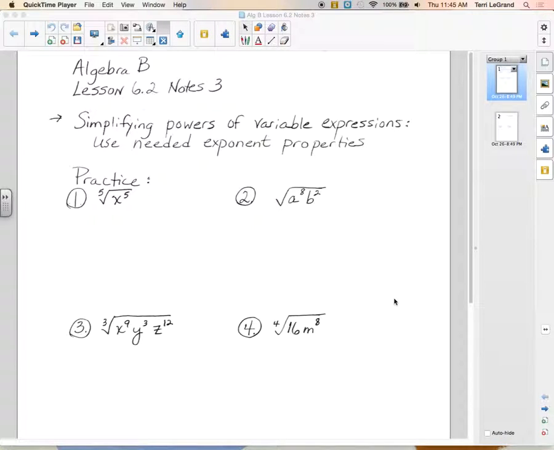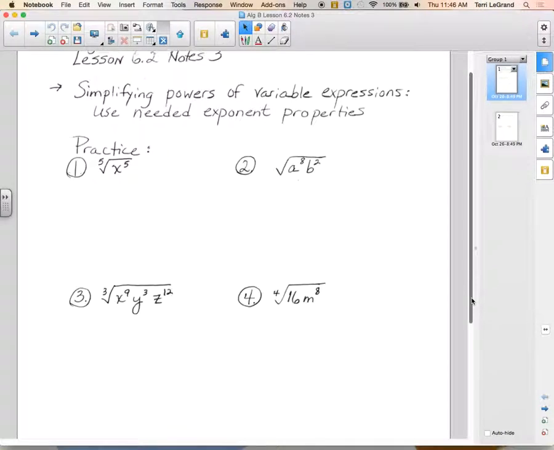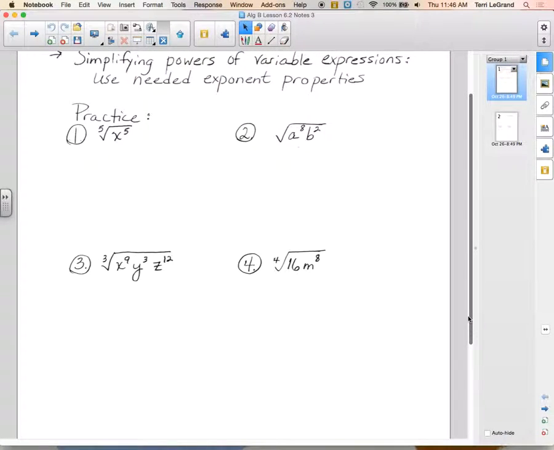Continuing on in lesson 6.2, we're now going to introduce variables into it. We're going to apply the same rules though, the same properties that we've learned all along. So we're only going to do the front side of these notes today, and then you can practice with some homework, okay? So, simplifying powers of variable expressions: use the needed exponent properties. We've learned a ton of them. We're not going to run through them.